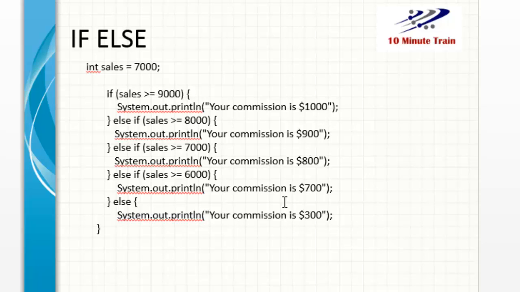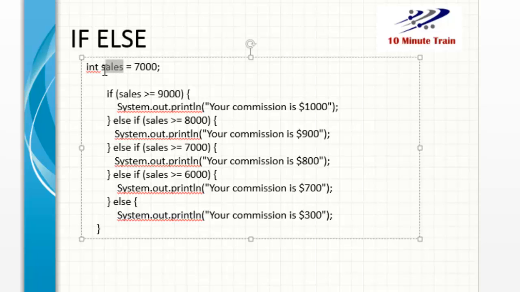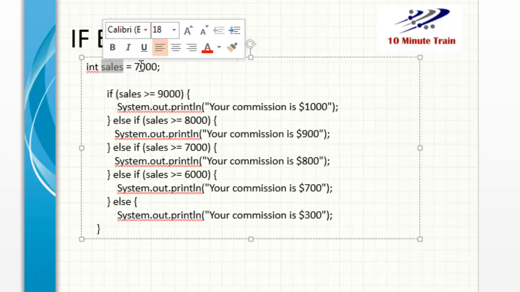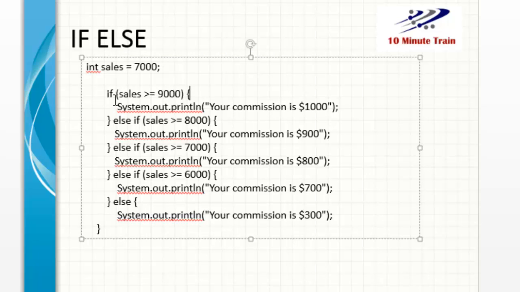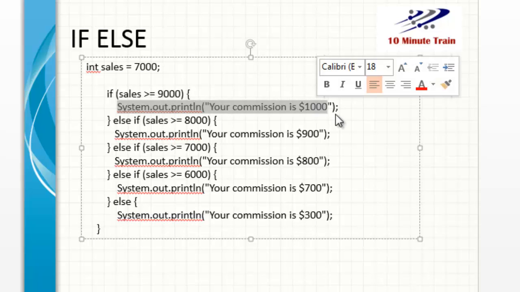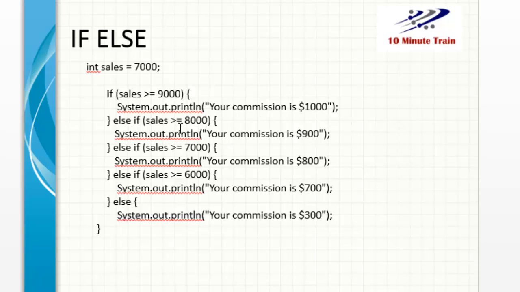So in this case we did sales as this example, and what we're doing here is setting the value. The variable name is sales and it's an integer, and we set it to 7,000. Then down here we have an if statement. We say if sales are greater than or equal to 9,000, so 9,000 and above, we ask the system to print out this line: your commission is $1,000.